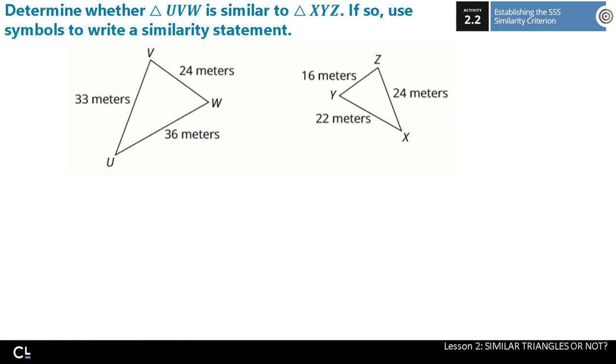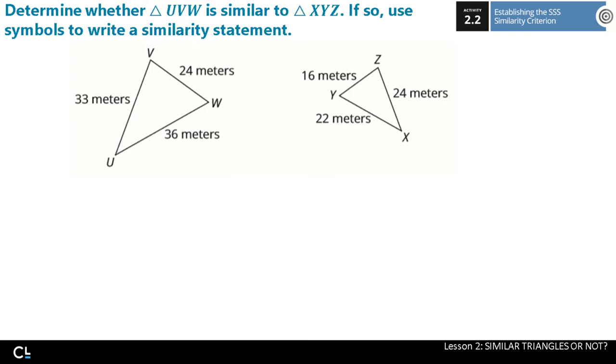So it says determine whether triangle UVW is similar to triangle XYZ. If so, use symbols to write a similarity statement. So what we're given is measurements of all our sides here. So obviously that's a red flag. It says, hey, try to use side similarity. But Mr., how do we do this? That's what you might be thinking.